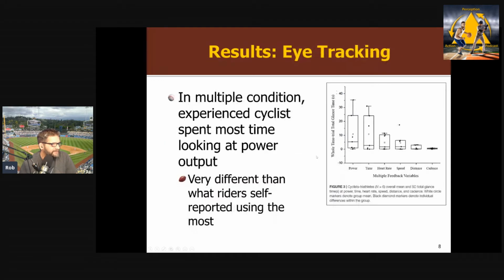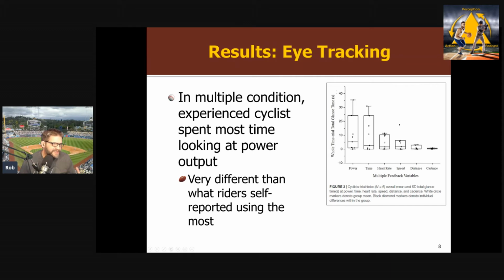What about the eye tracking? Okay, so in the eye tracking, what they did was to look at how long, the standard way you do eye tracking, area of interest, how long they looked at each of the things. And what they found was mostly they looked at the experienced cyclists. For example, the experienced cyclists spent most of the time looking at the power display, which is maybe not surprising given what I told you, how much of an emphasis that is now. Next most was the time, and they were very close. Then heart rate, then speed, then distance and cadence, right?